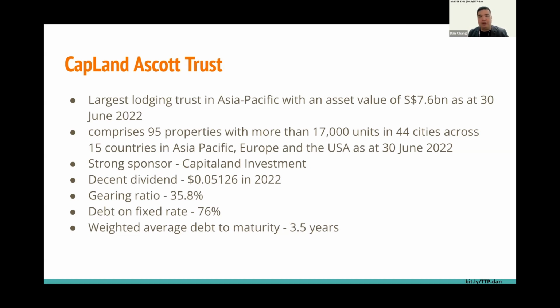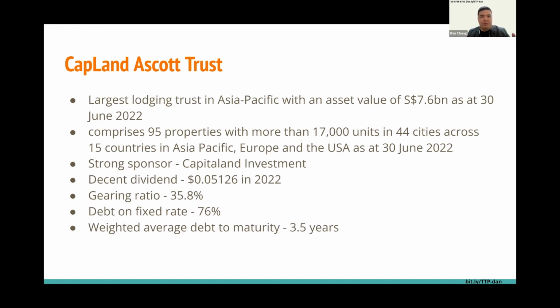Okay, gearing ratio not too high, 35%, and they have 76% of their debt on fixed rate, with a weighted average debt maturity of 3.5 years. So that is not too bad. Okay, so the rate hedge is there, the rate hedge is there. Okay, the low gearing is there, the strong sponsor is there, a stable dividend, and big enough.